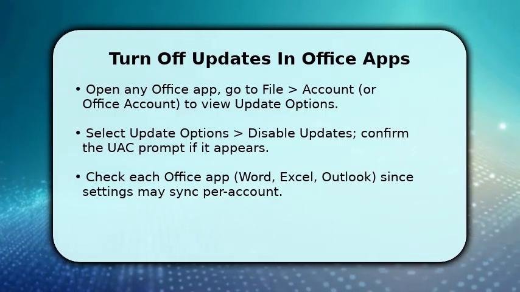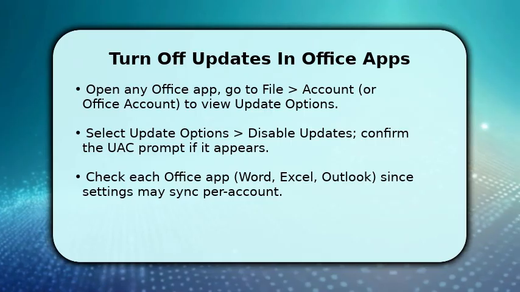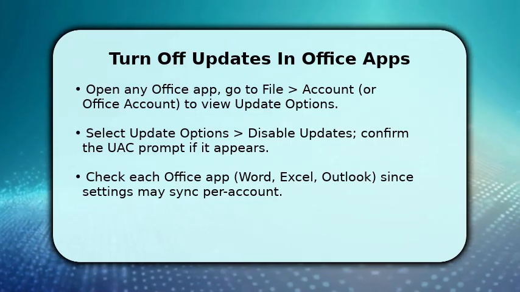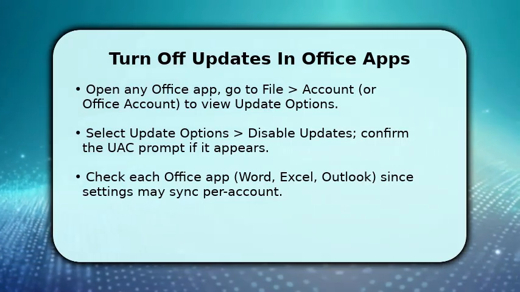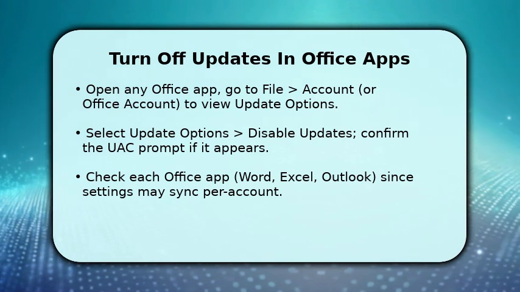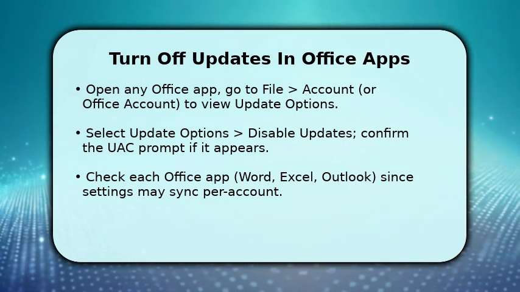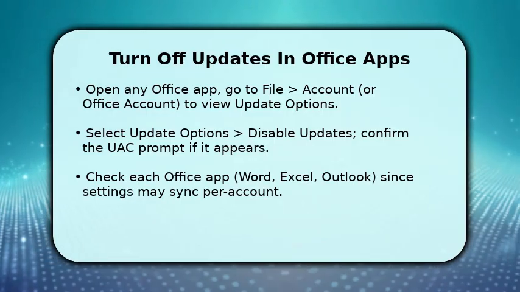Once done, Office will stop checking for updates from the app-level control. Make sure to repeat this in Word, Excel, and Outlook because sometimes settings don't propagate immediately across apps. This doubles down on preventing automatic patch downloads.